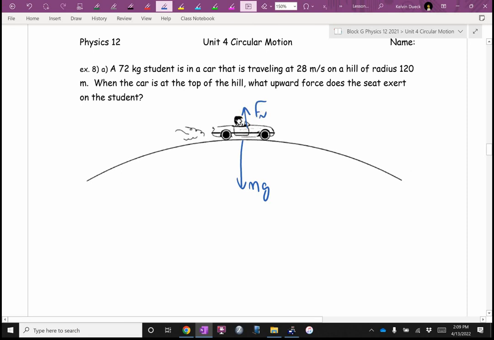I'll exaggerate it so it's obvious. Who's winning? Darn right. Who's the loser? What's that going to equal? It's going to equal MAC, which one? Oh, they gave me a speed, so I'm going to use V squared over R.